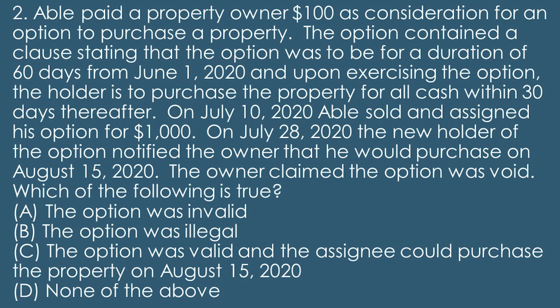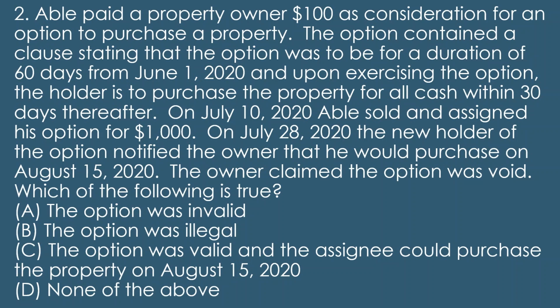Question 2. Abel paid a property owner $100 as consideration for an option to purchase a property. The option contained a clause stating that the option was to be for a duration of 60 days from June 1st, 2020, and upon exercising the option, the holder is to purchase the property for all cash within 30 days thereafter. On July 10th, 2020, Abel sold and assigned his option for $1,000. On July 28th, 2020, the new holder of the option notified the owner that he would purchase on August 15th, 2020. The owner claimed the option was void. Which of the following is true?